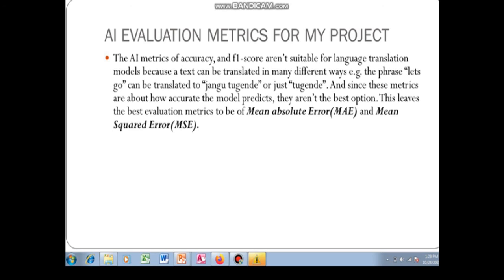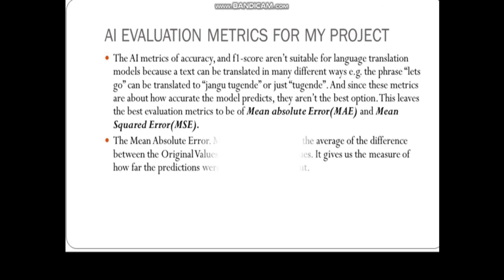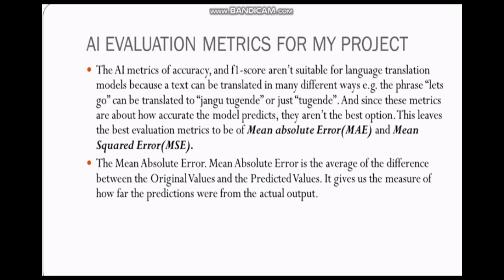So that's why the best alternatives are the mean absolute error and the mean squared error. The mean absolute error is the average of the difference between the original values and the predicted values. In simple terms, it's just a measure of how far the predictions are from the actual output. For example, if the actual output was "Jangu tugende", the model will be able to know that "Jangu tugende" is at least closely related to "tugende". So that would be the best metric.